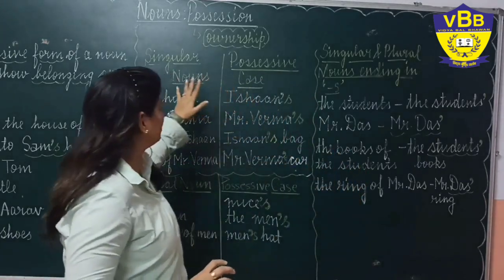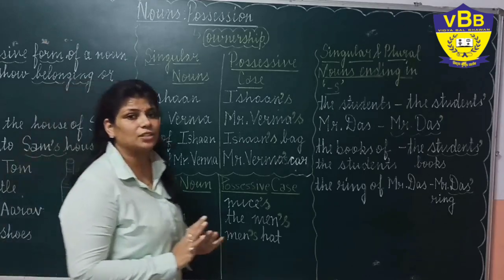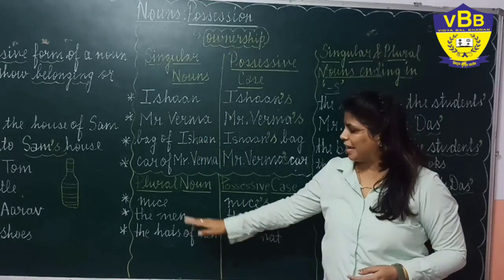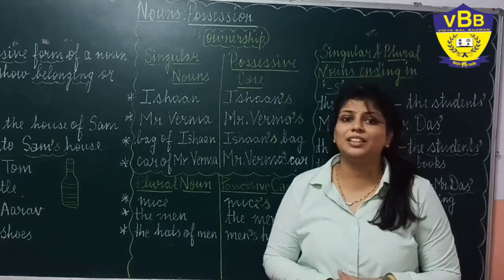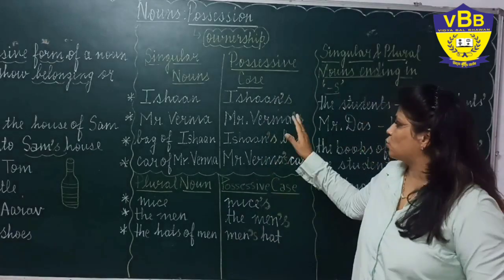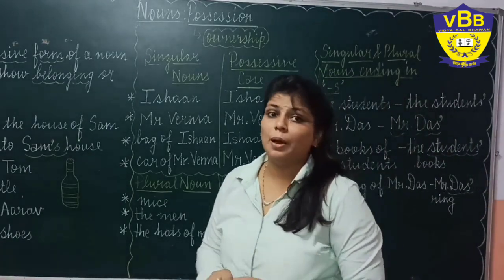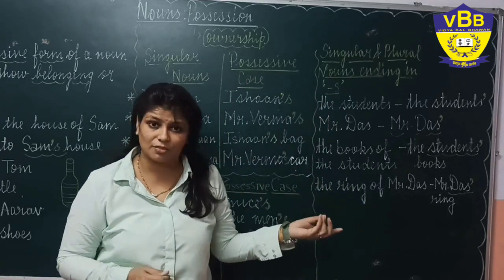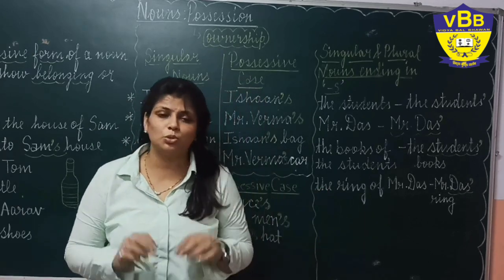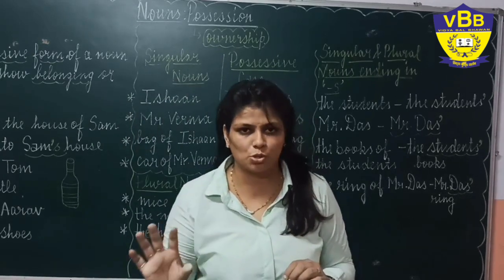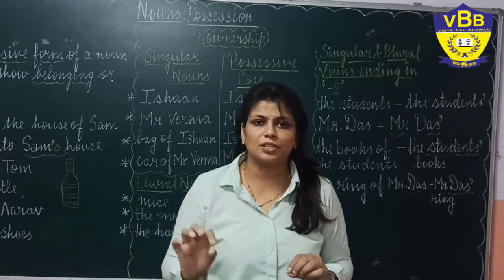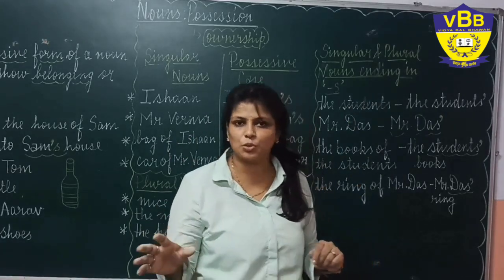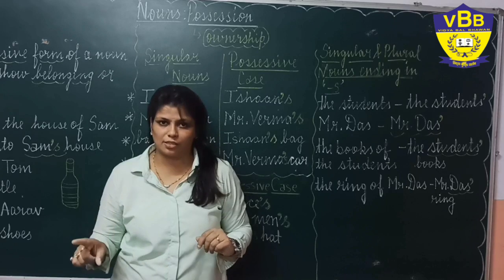In singular nouns and plural nouns that are not ending with the letter S, here you can see Ishan, Mr. Verma, mice, men, these are not ending with S. So we have added apostrophe S to change them into the possessive case. But suppose it ends with the letter S, what do we have to do? You just have to simply add an apostrophe. You need not add apostrophe S. For students, you will just put an apostrophe after the word students, not adding S.